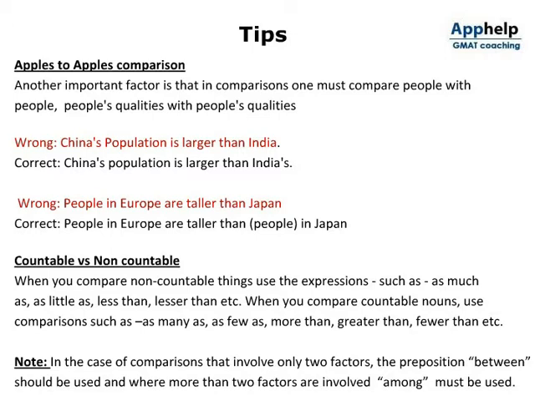This is correct. Countable versus non-countable. When you compare non-countable things, use expressions such as much as, little as, less than, lesser than, etc. When you compare countable nouns, use comparisons such as many as, few as, more than, greater than, fewer than, etc. Note, in the case of comparisons that involve only two factors, the preposition between should be used, and where more than two factors are involved, among must be used.